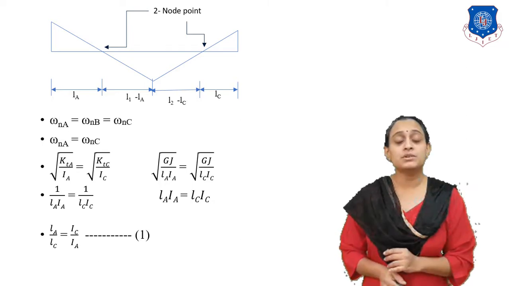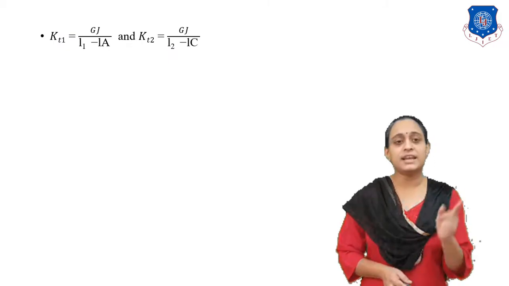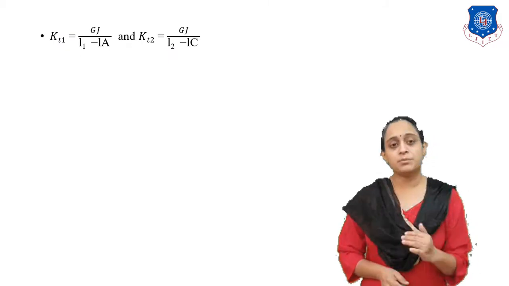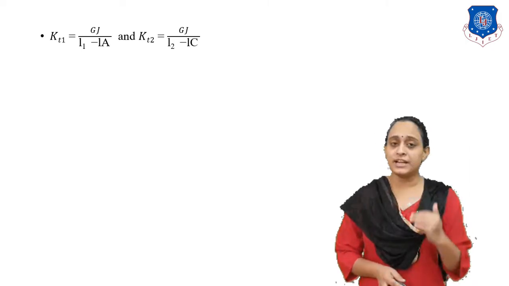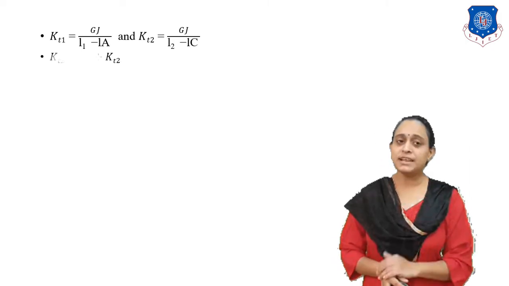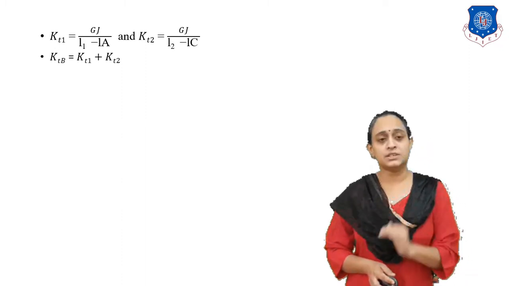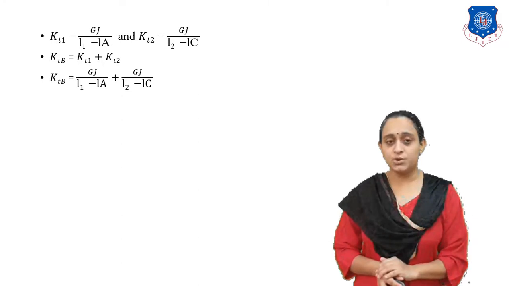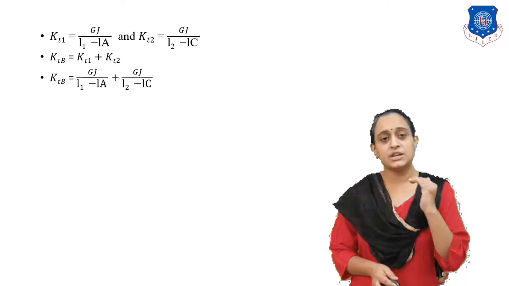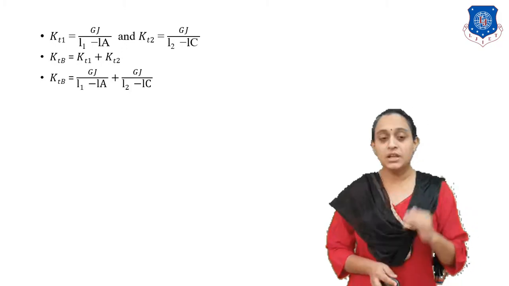But what about rotor B? For rotor B we have to consider KT1, which is GJ upon L1 minus LA, and KT2, which is GJ upon L2 minus LC. By comparing, we get KTB is equal to KT1 plus KT2. So the value of KTB is GJ upon L1 minus LA plus GJ upon L2 minus LC.